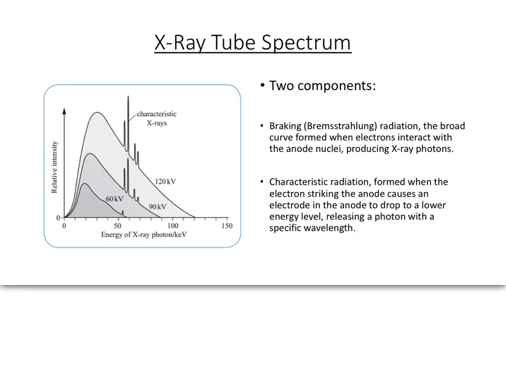The second of which is formed when an electron striking the anode causes an electron, I should say, in the anode to drop to a lower energy level, which releases a photon with a characteristic wavelength. Hence the name of this radiation, characteristic radiation.